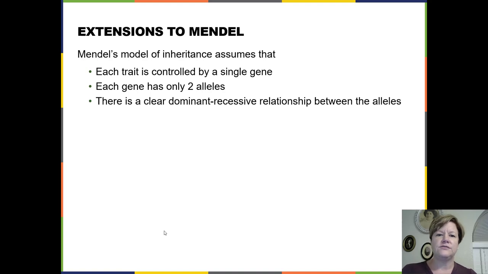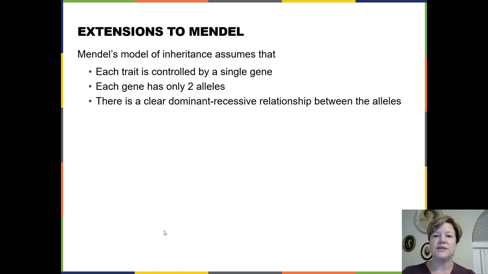He also had sort of a model where every gene only had two possible alleles, one of them being dominant, one of them being recessive. That's also much too simplistic. There are almost always more than two alleles of a gene. And with the traits that he studied, there was always a clear dominant and recessive relationship between those two alleles. So Mendel's model is pretty straightforward, but real genetics, real genes, real traits don't follow these rules.